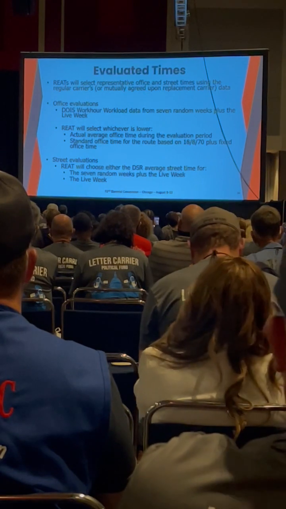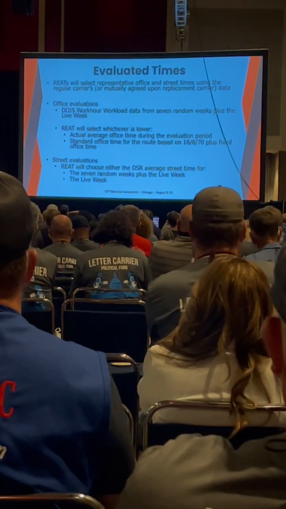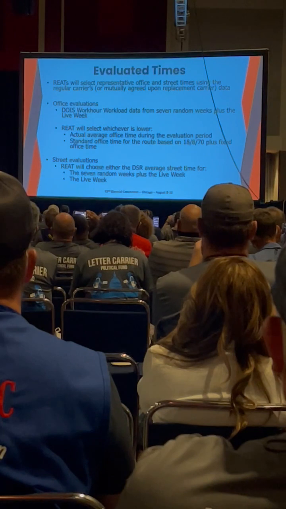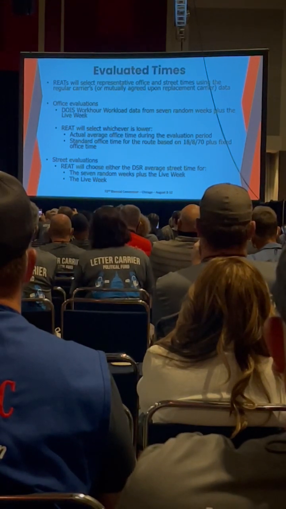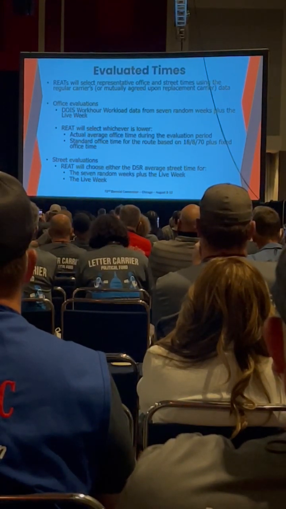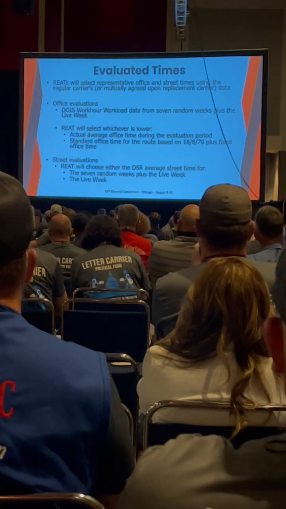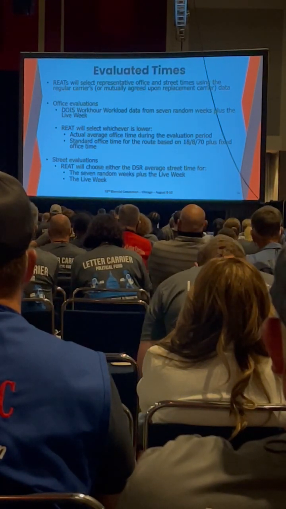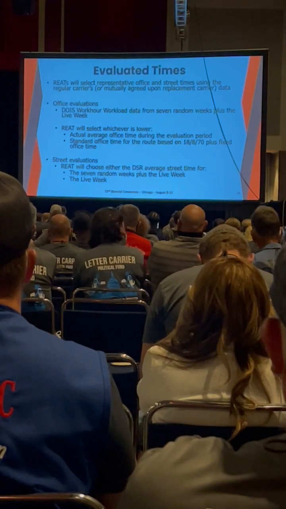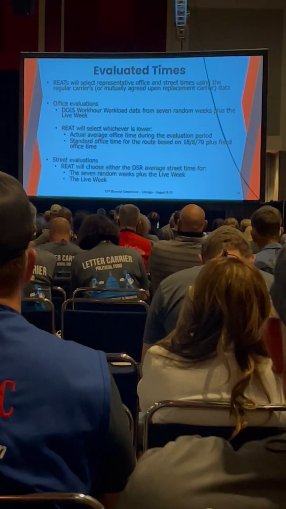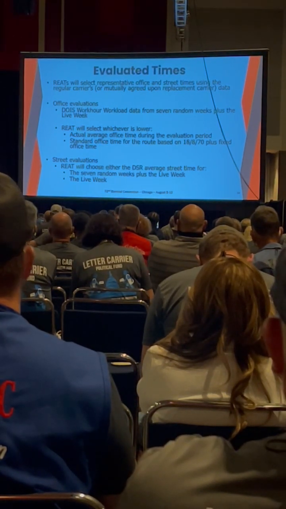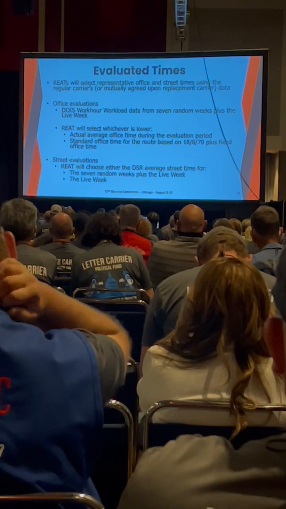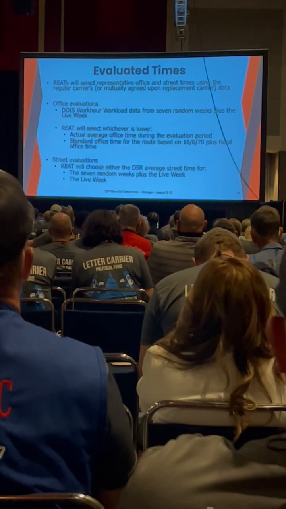So evaluation times. The REIT teams will select representative office and street times using the regular carrier or mutually agreed upon replacement carrier data. So their office evaluations are similar to every other route process we've ever done. There's been no change with that whatsoever. They're going to select either the DOAS work hour workload data from the 7 random weeks plus the live week. And they're going to select whichever is lower, the actual average office time during the evaluation period that the carrier demonstrated, or the standard office time for the route based on 18, 8, and 70 plus the fixed office time.